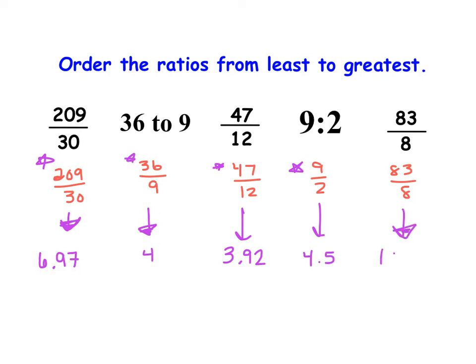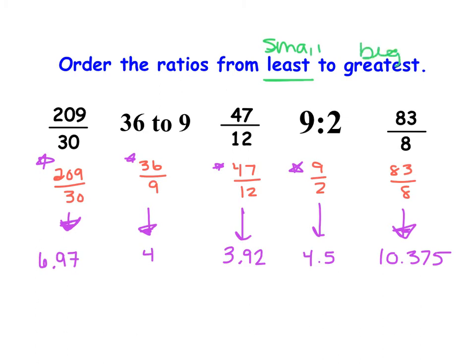I end up with 10.375. So looking at them as decimals really helps me to see which number is the largest actually and which number is the smallest. So this says to order our ratios from least, which means the smallest number, to greatest, which means the biggest number.